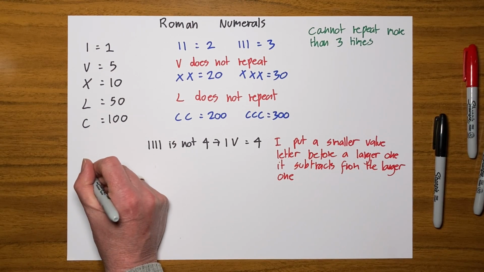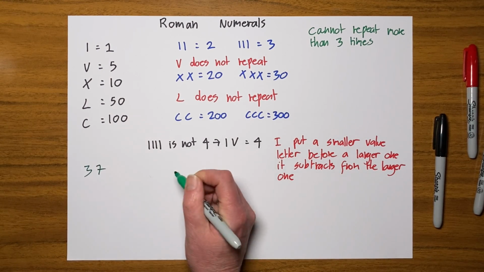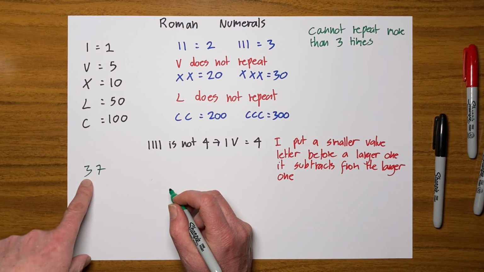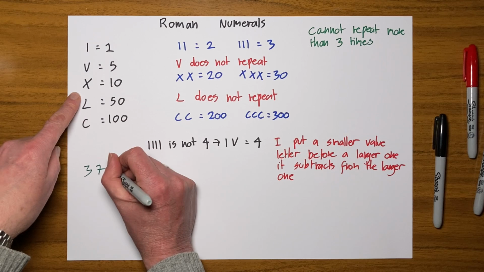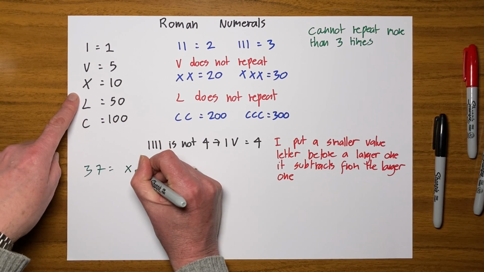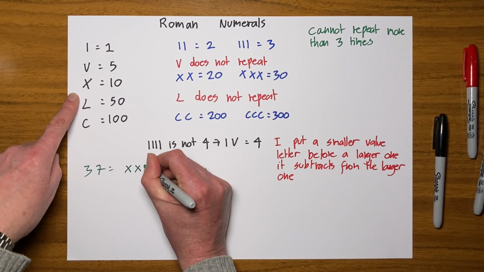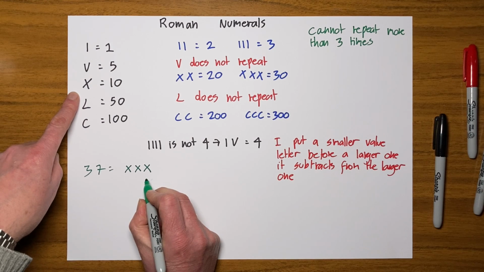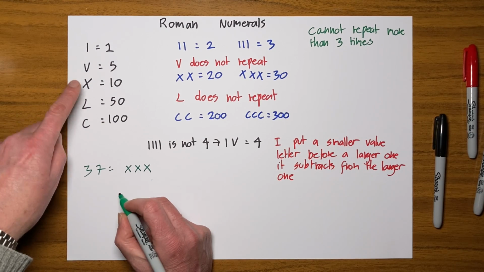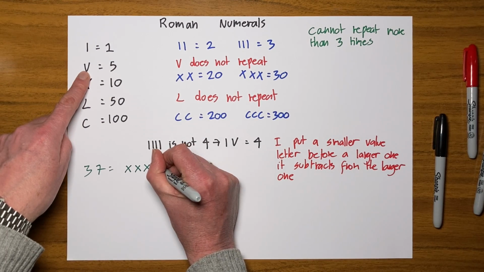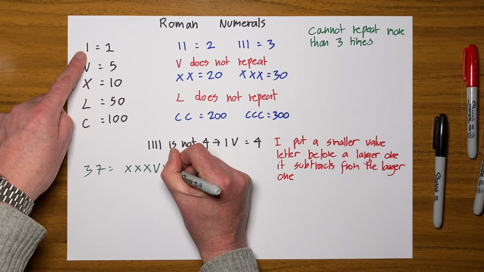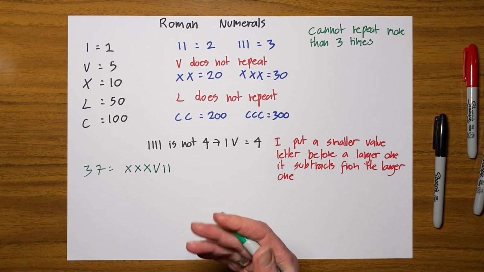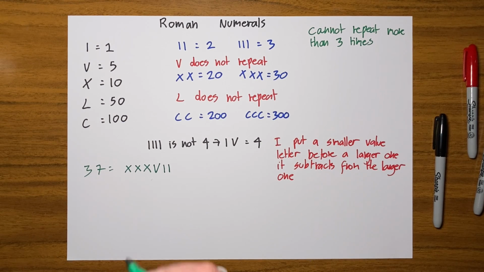So for example, 37. Well, first of all, I would do the 30. Well, I can do 30 by 3 lots of 10. I can go X, X, X. Okay, so I've repeated that 3 times. That's okay. Then I'm going to need 5, which would be a V. So that's 35. And then 2 ones, 37. There we go.